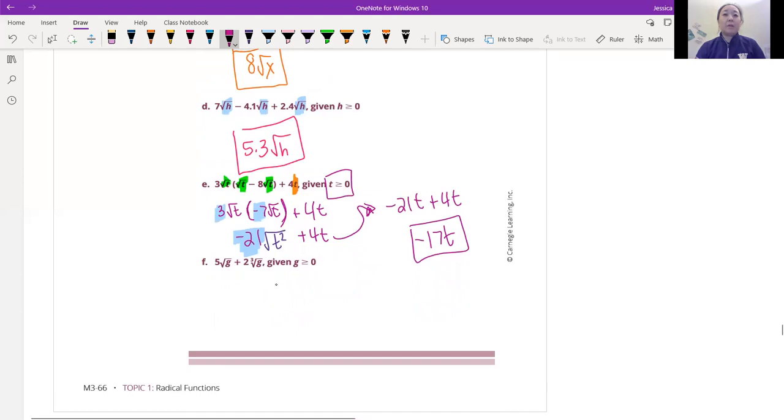All right, so here we go. This last one. That's it, we're done, right? Because what do you notice? These are 2 different things. Here is square root of g, and this is cube root of g. They're not the same thing. We can't add them together. So it is just 5 root g plus 2 cube root of g. That's it. Can't simplify.